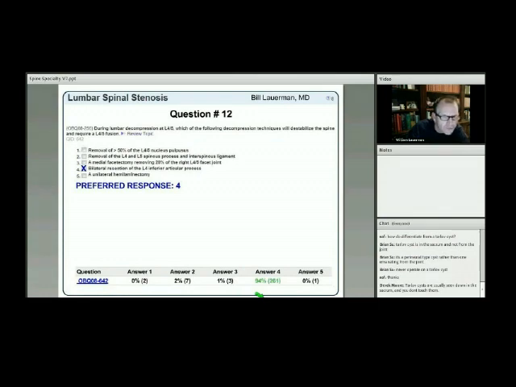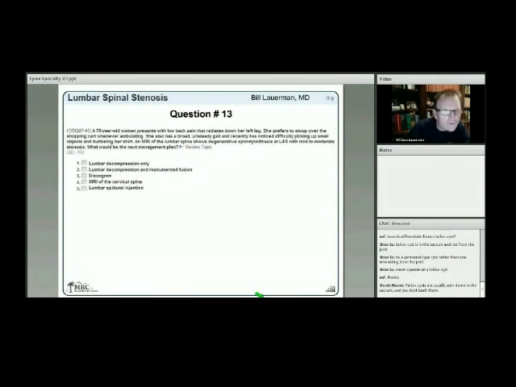So the preferred response here, and almost all of you got it, is number 4, bilateral resection of the L4 inferior articular process. You have completely destabilized the spine if you do that. Most times if you do that, it would have been inadvertent, I would assume, but still can happen, and that would be an indication for fusion.